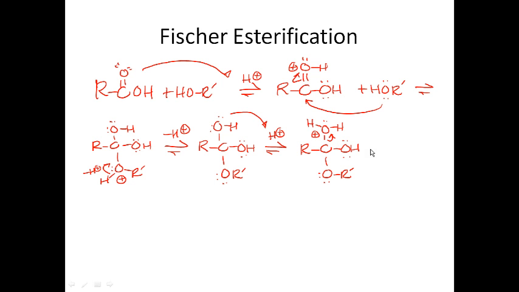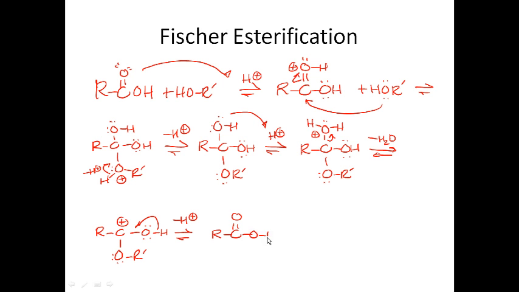Now what happens? We lose water, and now I'm down to my carbocation. In the final step, we just regenerate the H plus catalyst by moving this pair of electrons to reform the carbonyl, and there's my ester. So this is the actual mechanism for Fischer esterification, and it is the reason why we have to use H plus. But you could reverse this entire process by simply adding H plus to the carbonyl and then having water attack the carbonyl carbon and have this whole process work backwards.